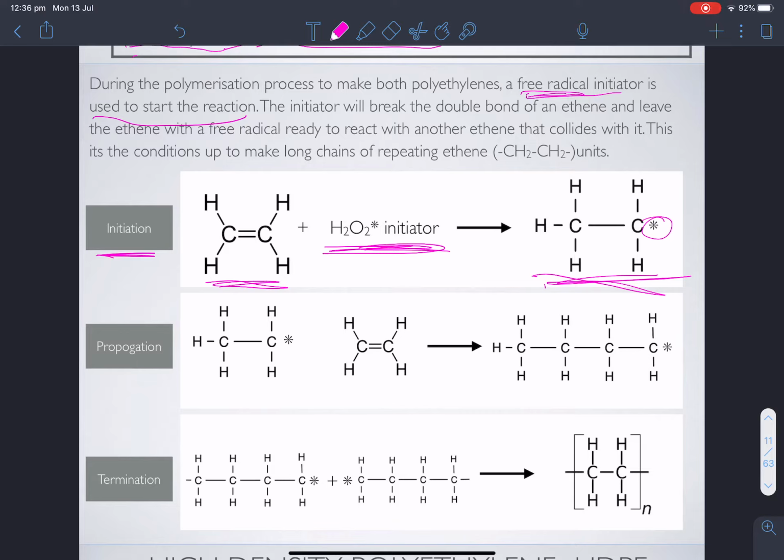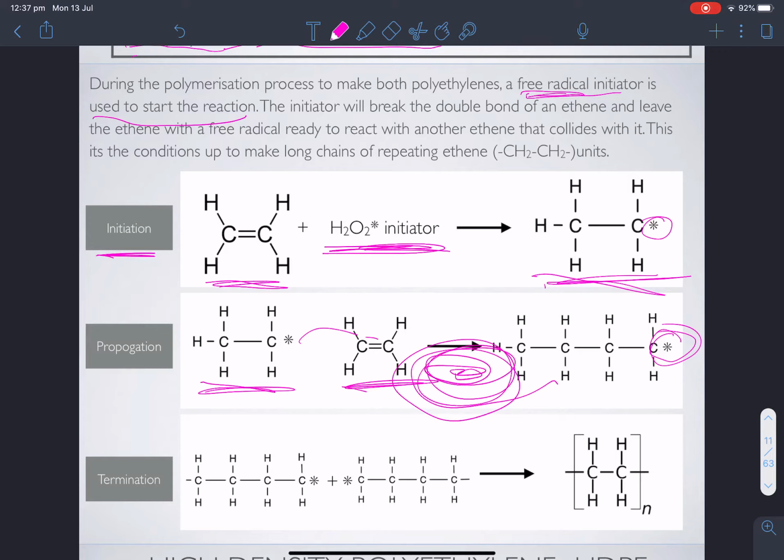What happens then? We get the reaction propagating, we get our product building. So we have our radical there, and it comes across another ethene. And what ends up happening is you get bonding across it, and the radical is still there. And notice here it's on the end. We'll talk about that more. And that keeps on going, and that repeats and repeats. That's why I'm drawing a squiggle there. It repeats until you've got chains tens of units long.